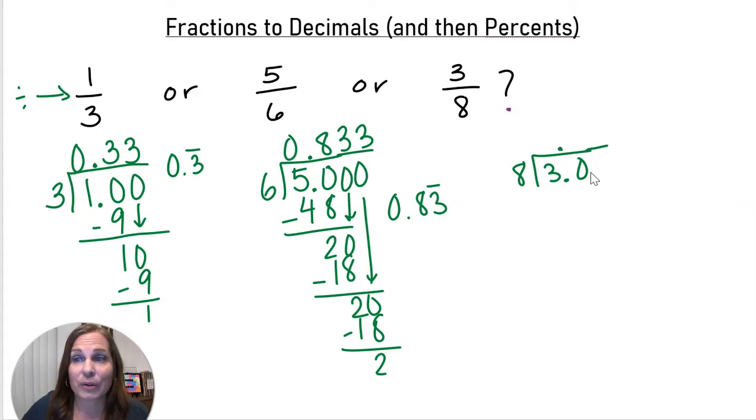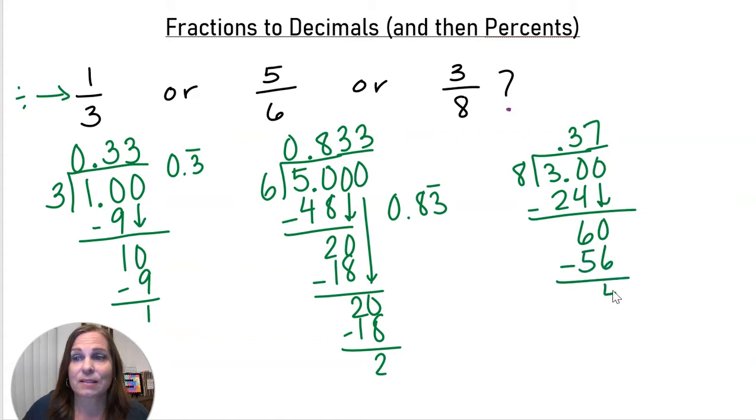8 goes into 30 3 times. 8 times 3 is 24. I subtract, add another 0 and bring it down. 8 into 60 goes 7 times. 8 times 7 is 56. Bring another 0 down. 8 into 40 is 5. And this time, I didn't get a repeating decimal. I got a terminating decimal. So my decimal for 3/8 would be 0.375.